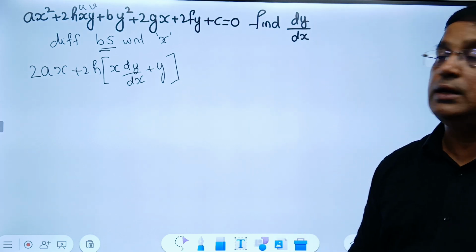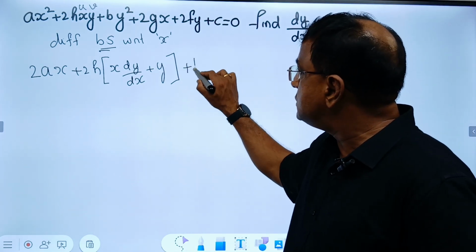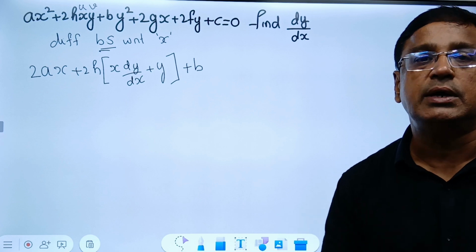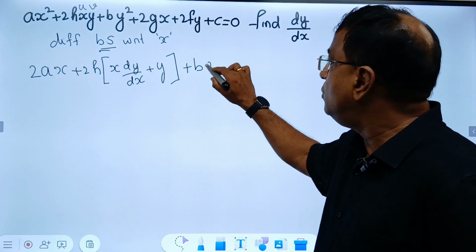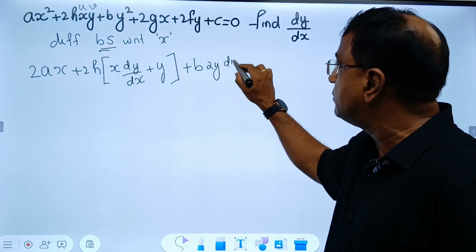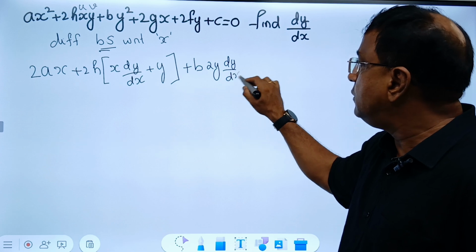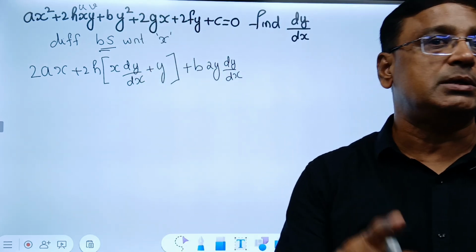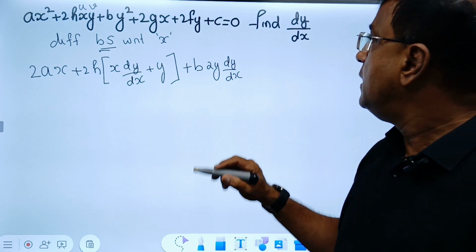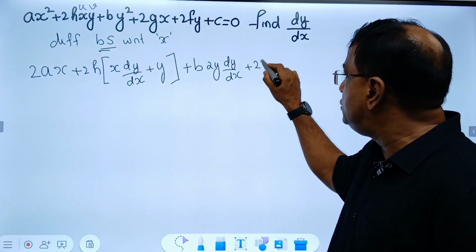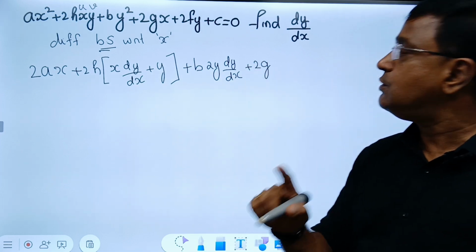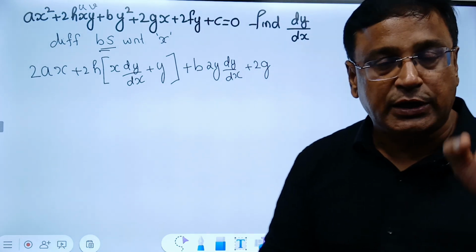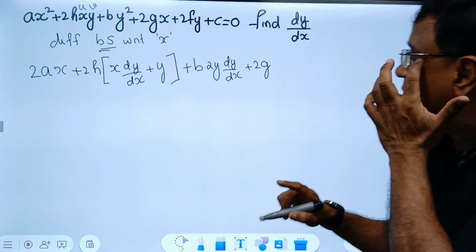Now by square, chain rule. b is a constant. What is differentiation of y square? Differentiation of y square will be 2y into dy by dx. Why is it so? First I differentiate the power, that is 2y. Then differentiation of y is dy by dx, because I am differentiating with respect to x. Plus 2g. What is differentiation of x? Differentiation of x with respect to x is 1. So I don't have to write that.